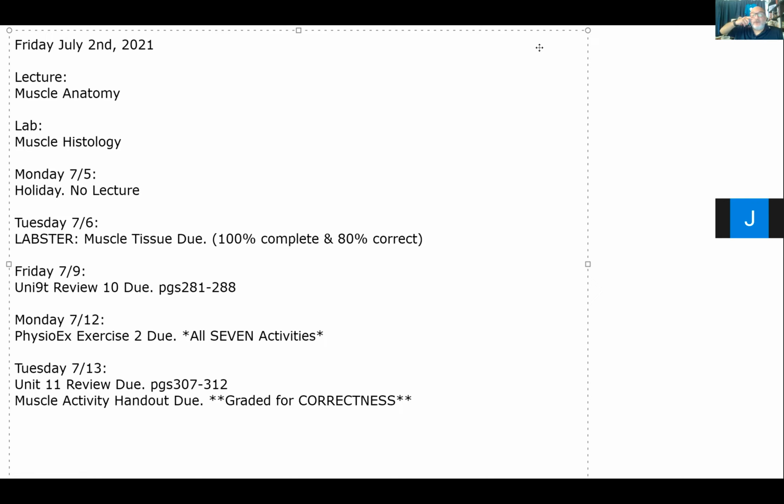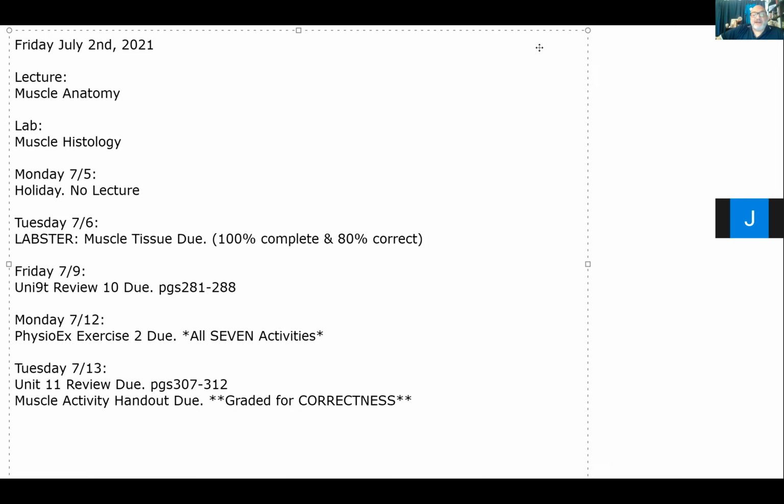This section doesn't have quite as much homework because there is a lot of material for us to cover. We have 2 unit reviews, unit review 10 and 11 that are going to be due. We have the Labster, which you're going to be doing. I know you guys had so much fun with the first PhysioX exercises, so we'll be doing those again. I remember there were 5 in the first one, and so you had 5 lab reports. Well, this one has 7. So there's 7 lab reports for that.